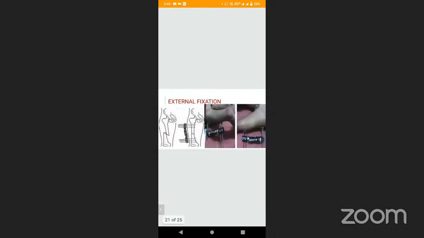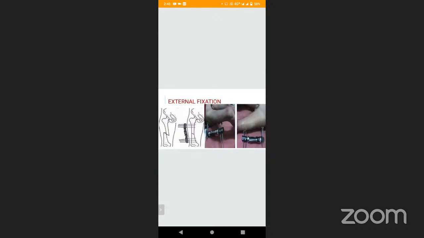Now come to the surgical part. Of the conservative methods of treatment, I have told you 4 things. In infants we give gallows traction, and in children above 1 or 2 years of age, up to 10 years of age, we can give hip spica. And in older patients, we can give skin traction and skeletal traction. These are the conservative methods of treatment. But nowadays, most patients after the age of 10 or 15, we give open reduction and internal fixation.